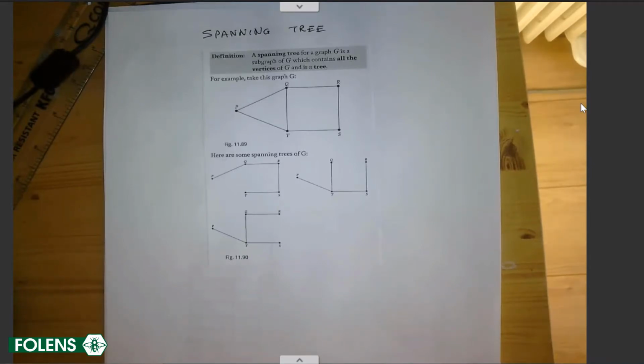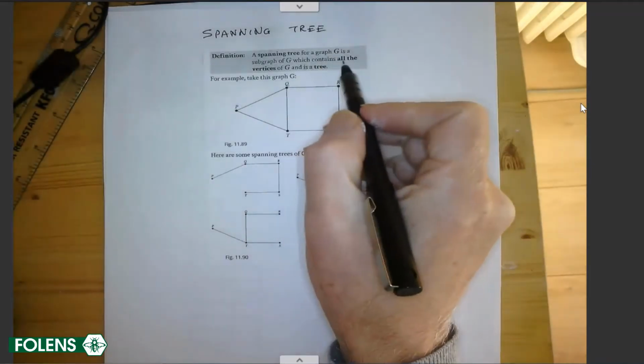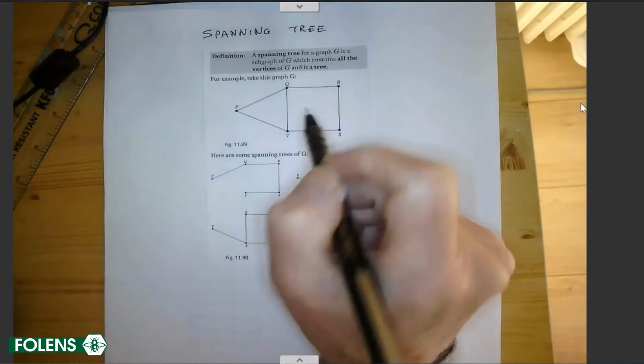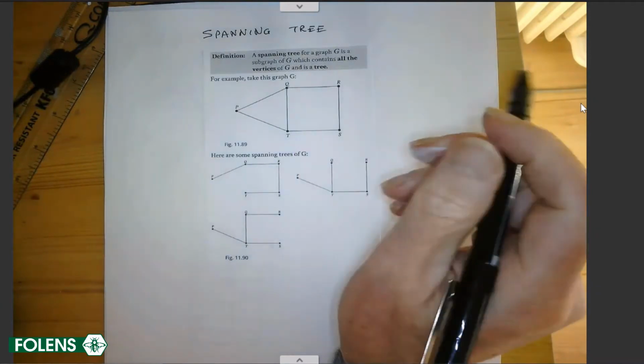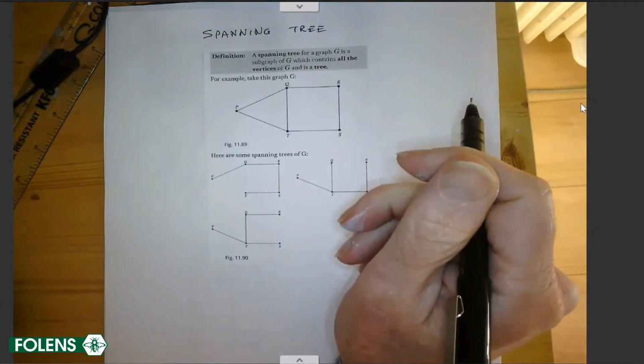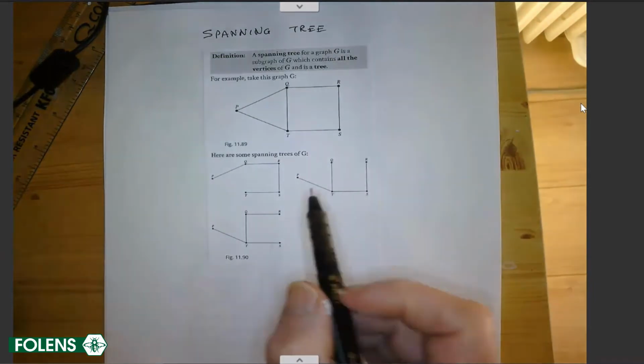And the spanning tree for a graph G is a subgraph of G. So there's a graph. We get a subgraph of that, a subset of it. It must contain all the vertices, and it must be a tree. And here are some examples.